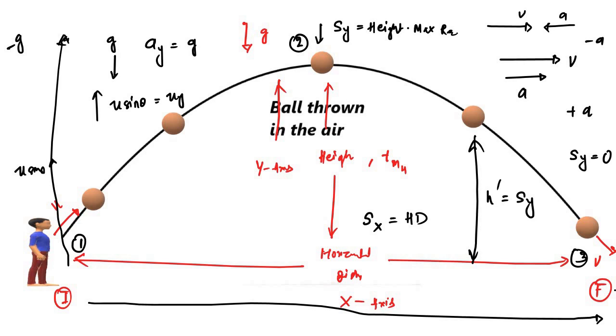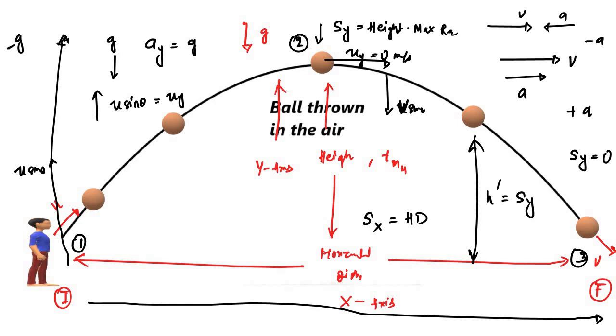But from point 2 to point 3, during the downward motion of the projectile, the component is v sin theta, it's not u sin theta, it's v sin theta, because after it reaches this position, the vertical component becomes 0 at this point, only the horizontal component is there. We'll discuss more about this.